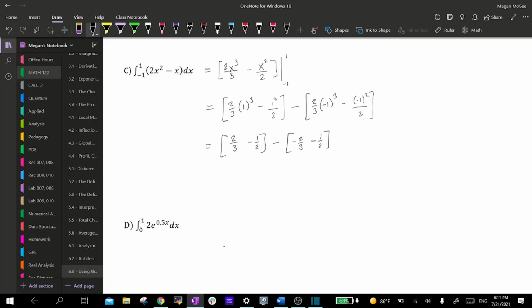All right, let's go ahead and drop the bracket. So we have 2/3 minus 1/2 minus a negative 2/3, so plus 2/3, and then minus a negative 1/2, so plus 1/2. So our 1/2 and our negative 1/2 will cancel each other out, and we will end up with 4/3 as our final answer.